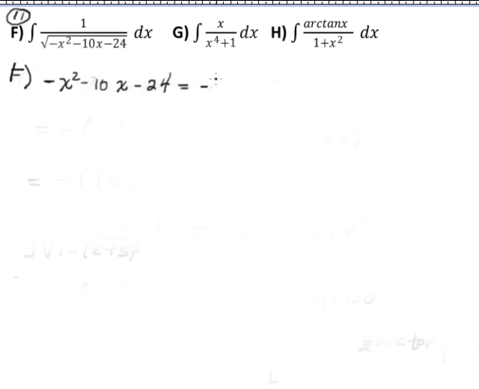All right, factor out the negative. Now we're going to add and subtract half of 10 squared, so that's 25. Add and subtract 25. And then we have that minus 24. Sorry, we factored out the negative, so now it's a plus 24.